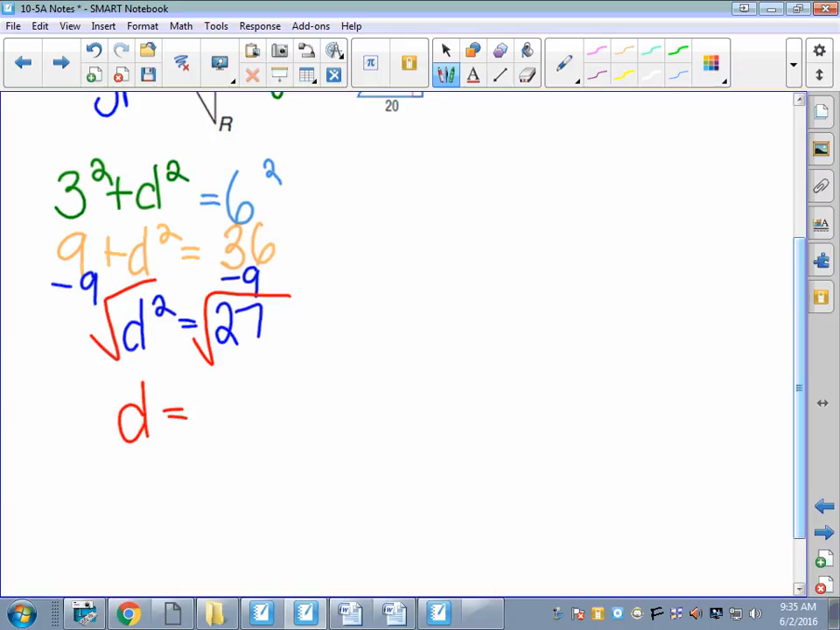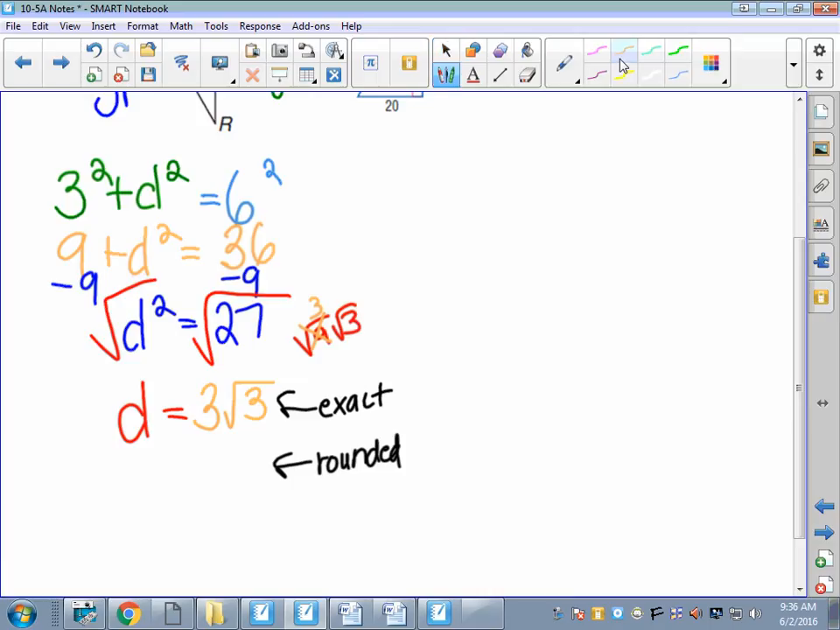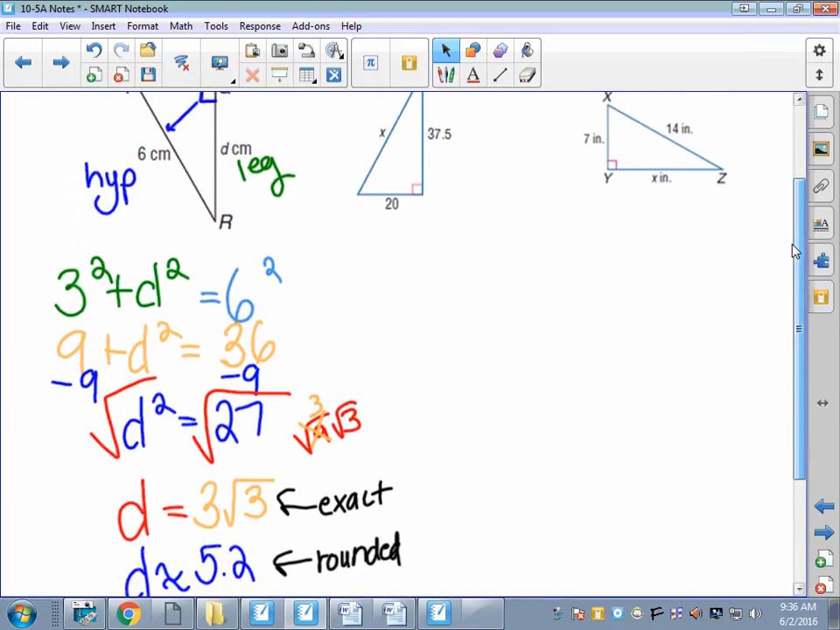Square root of 27, we could break that down, right? 27 isn't a perfect square, but it's the same as 9 times 3. We know that 9 is a perfect square. So 3 square root of 3. If I asked you to round it, this would be an exact answer. If I asked you to give me a rounded answer, you would actually type into your calculator the square root of 27, and you would tell me that d is approximately 5.2 centimeters. So I'll try to be specific, or ask me, do you want an exact answer or a rounded answer?